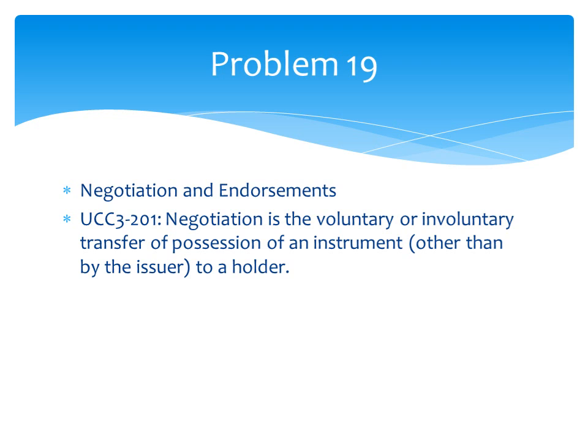If the instrument is payable to an identified person, it is negotiated by transfer of possession and endorsement by the holder. If the instrument is payable to bearer, it is negotiated by transfer of possession alone. And in this case, it specifically states an instrument payable to bearer.